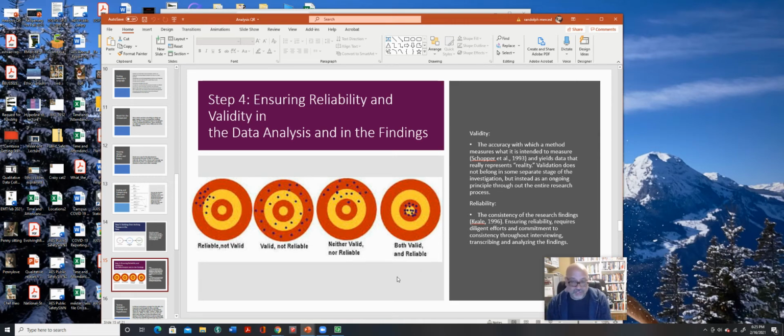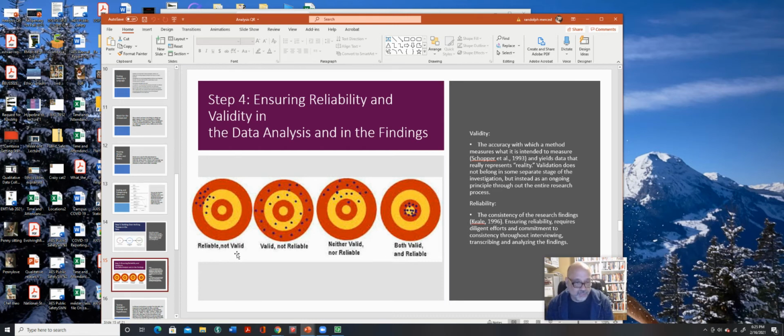Reliability consists of the research findings. I'm not testing you on any of these words, but it's important that you know these things because you may find in a research paper a paragraph that actually says validity, where the researcher will highlight why they did this research and why it's valid, and reliability. Can I replicate this? Can I do this over again? Is this consistent?